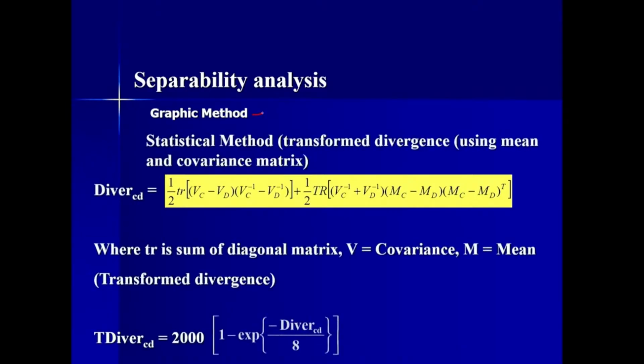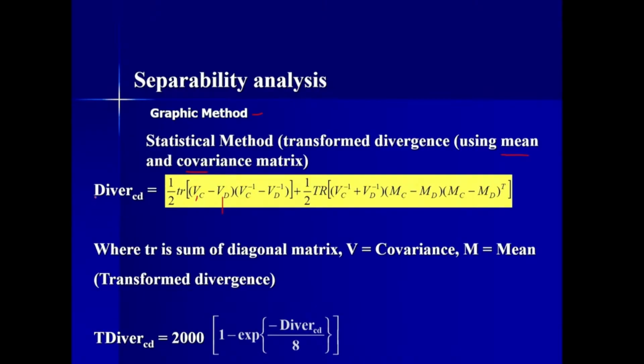And then if you talk about the statistical method like transform divergence, in the transform divergence we have to take two parameters. One is the mean, and the second is the covariance matrix from the training data of each class. So here you can see VC and VD is the variance covariance of class C and D, and MC and MD is the mean parameter of class C and D.